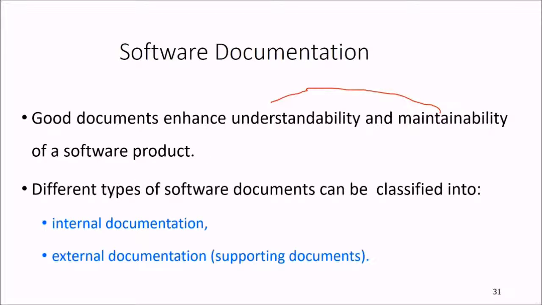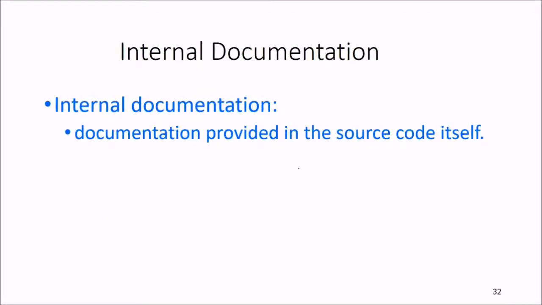These software documents can be categorized into two categories. One is internal documentation, and the other is external documentation, which we also call supporting documents. What are internal documents? These are documentation provided in the source code itself.